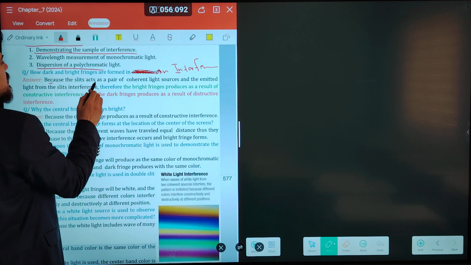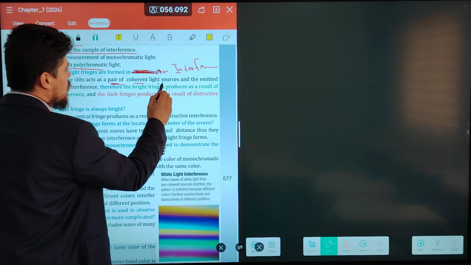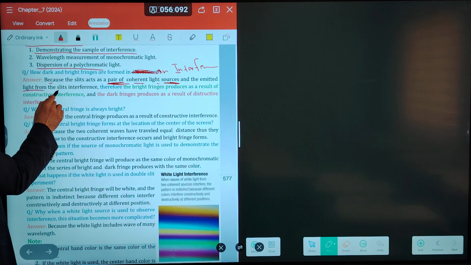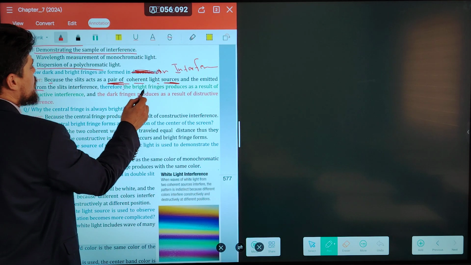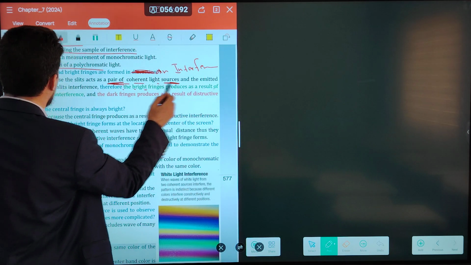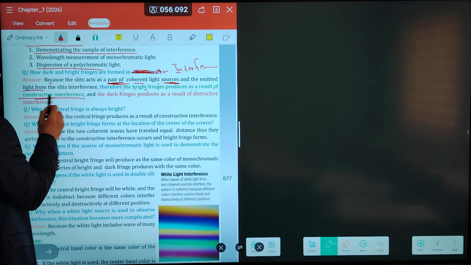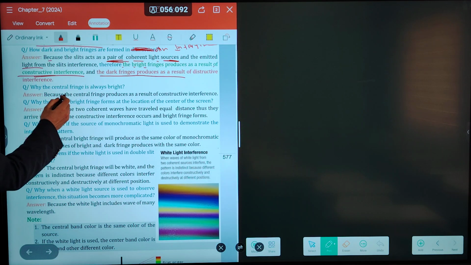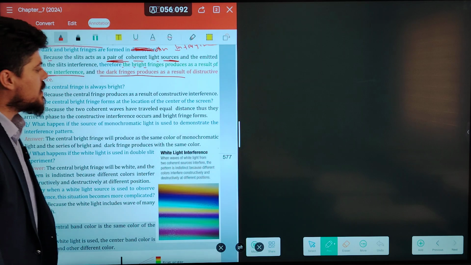Okay, because the slits act as a pair of coherent light sources according to Huygens' principle, and the emitted light from the slits interferes. Therefore the bright fringe is produced as a result of constructive interference, and the dark fringe is produced as a result of destructive interference. Why is the central fringe always bright?